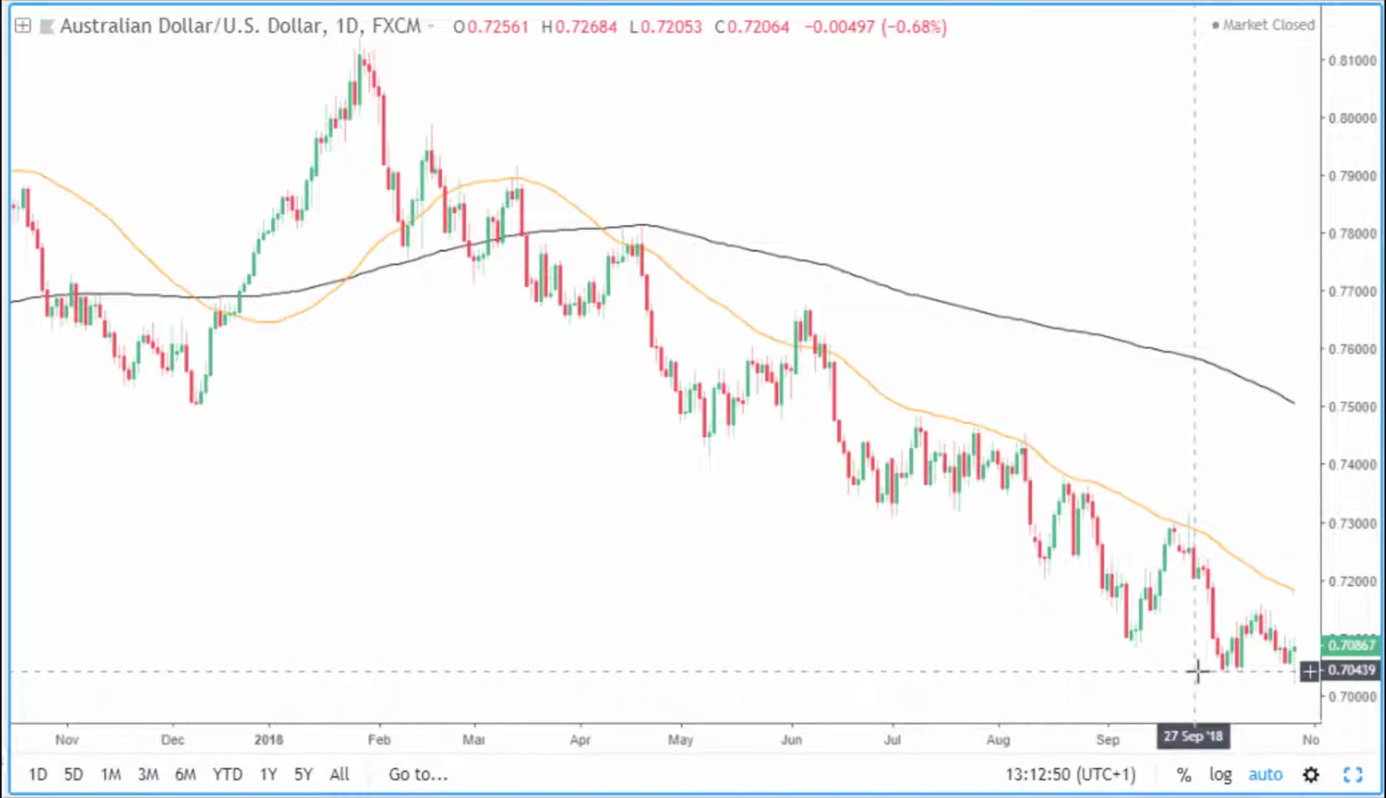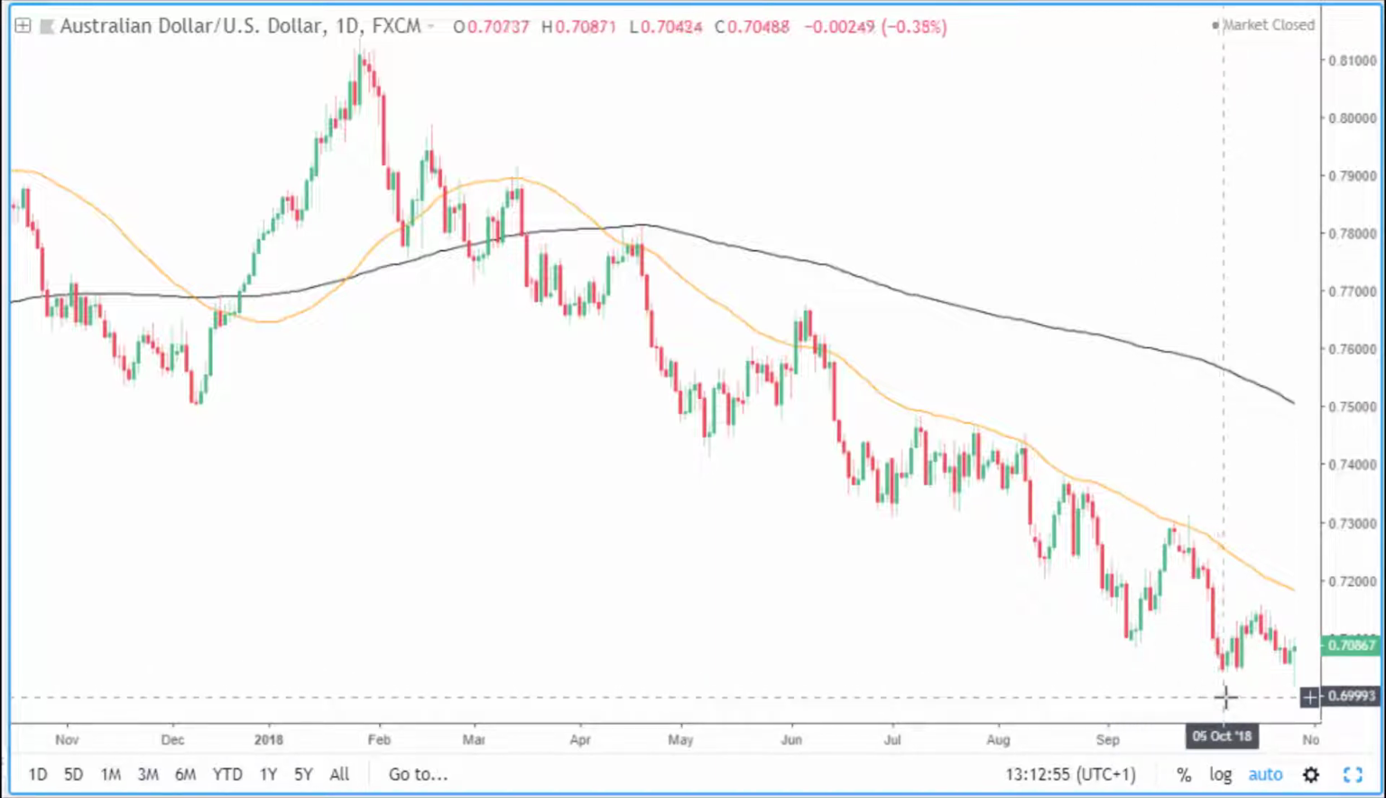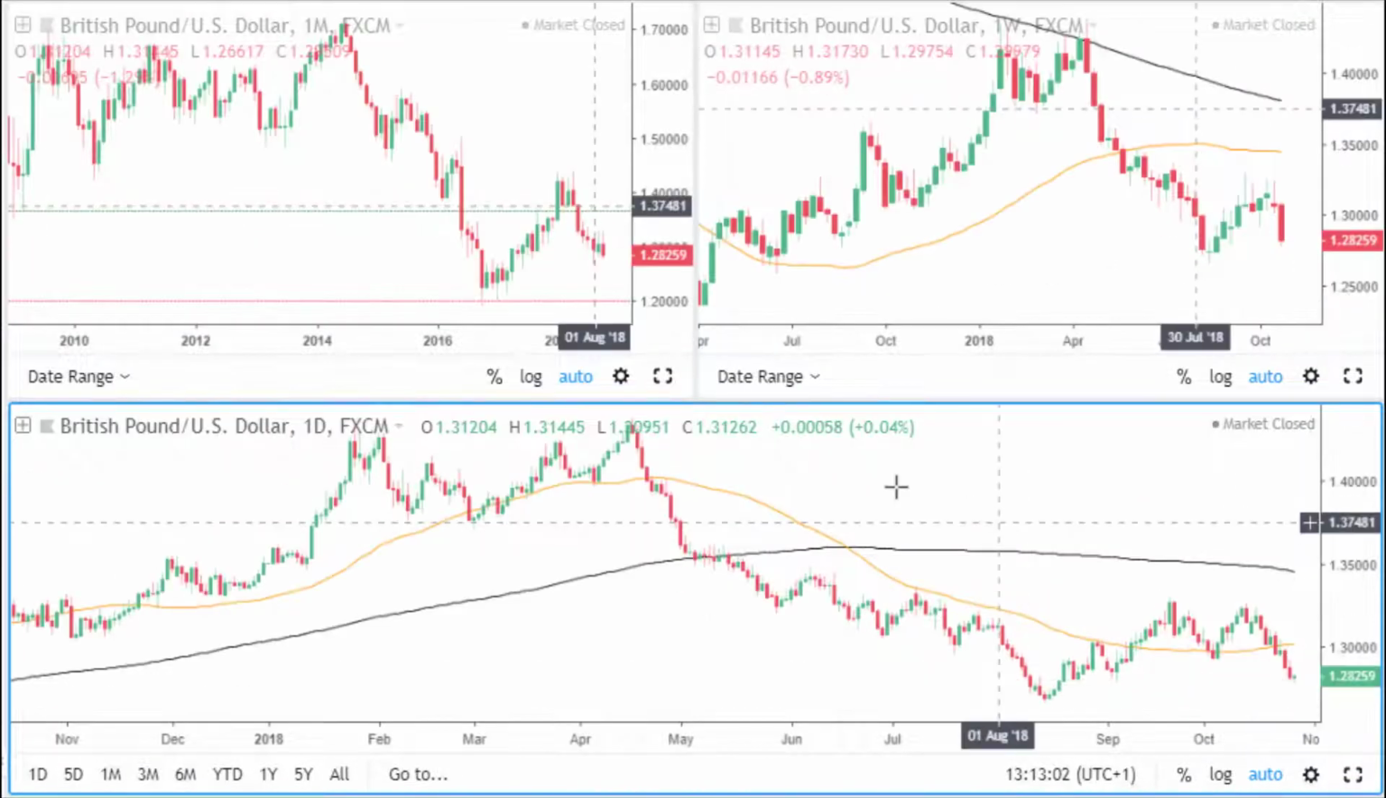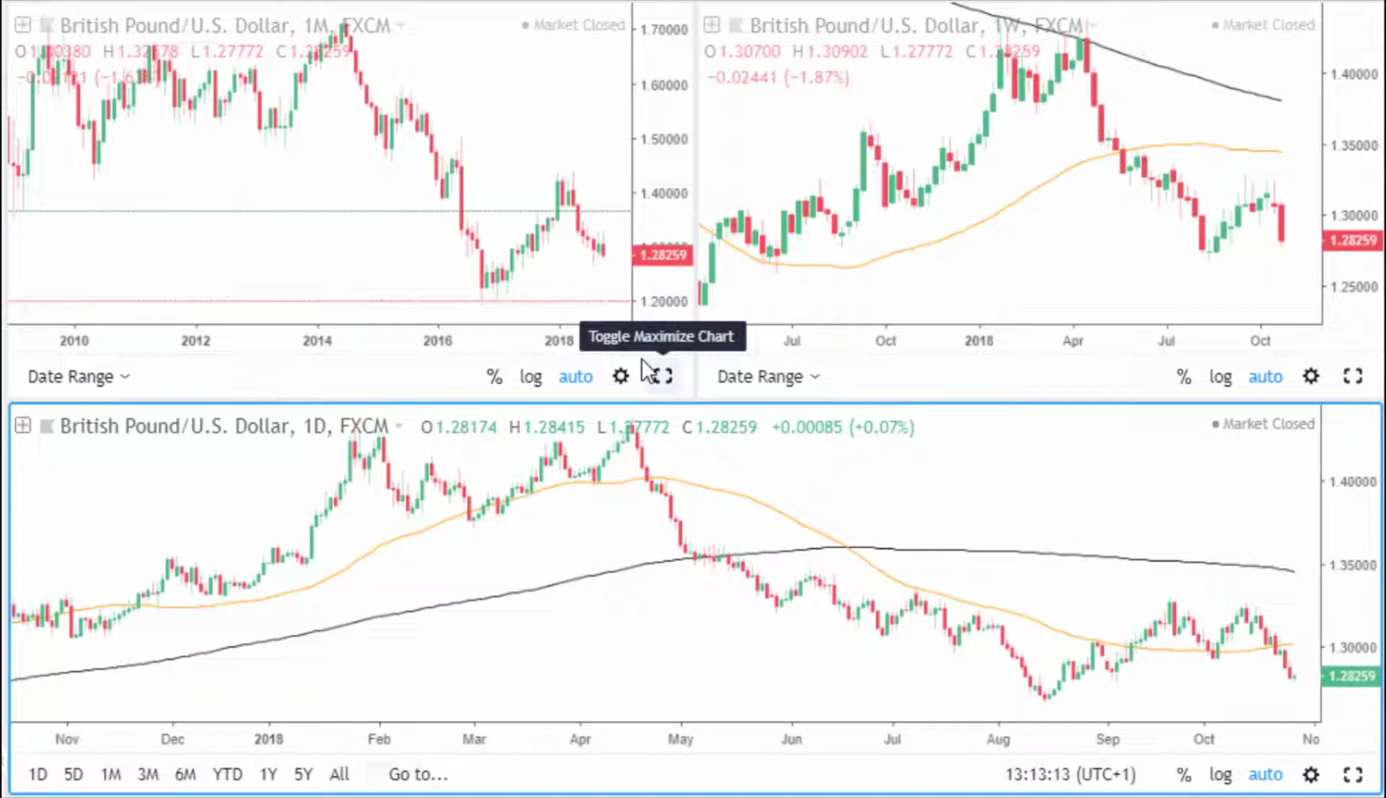If that does happen, then we can look for shorting opportunities. But do bear in mind, we also have this 0.7 round number, which may act as a psychological area of support. Next Forex pair is the pound US dollar.